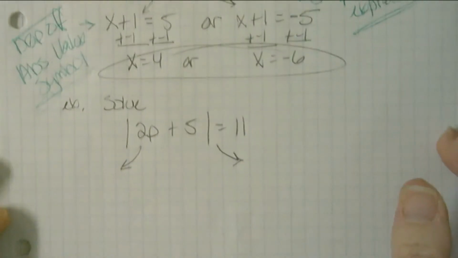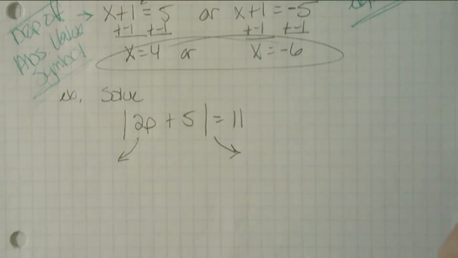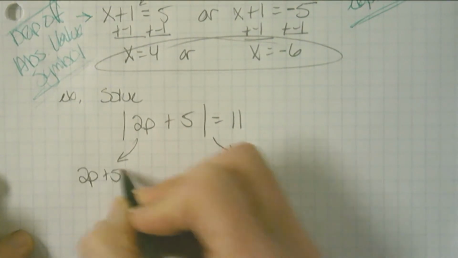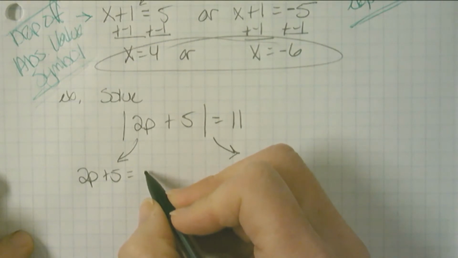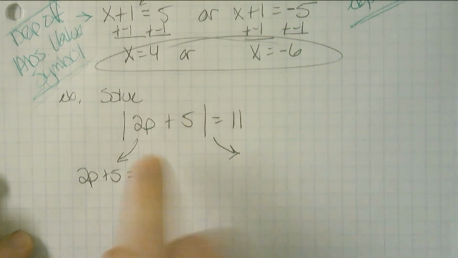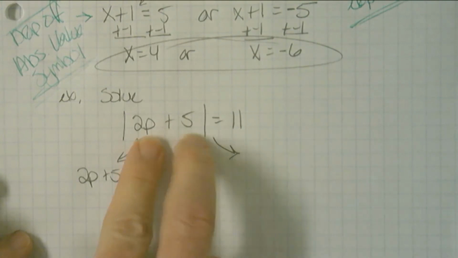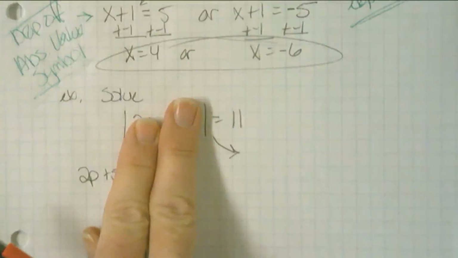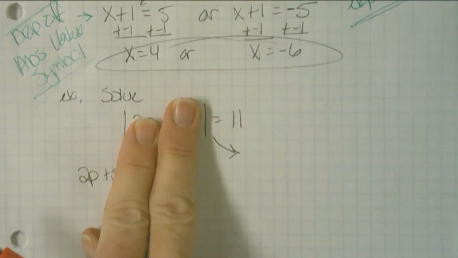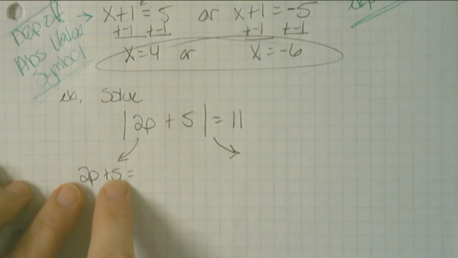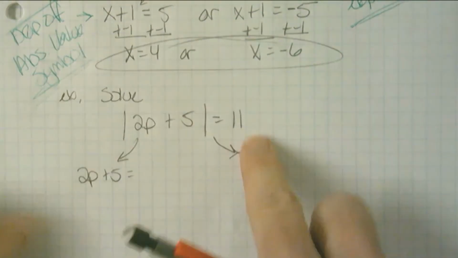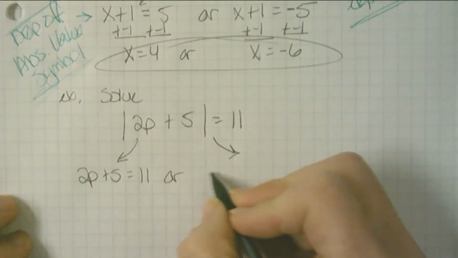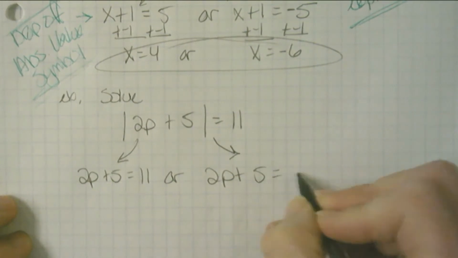What are my two equations that I'm going to split this up into? Colin? I don't change this at all. 2p plus 5, after I do that math, what does it have to equal for me to get 11? What does 2p plus 5 have to equal, that when I'm done with that math and I take the absolute value, I get 11? Exactly. So 2p plus 5 is equal to 11, or 2p plus 5 is equal to negative 11.